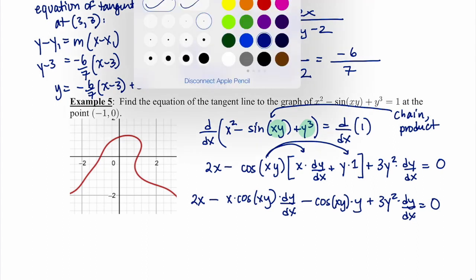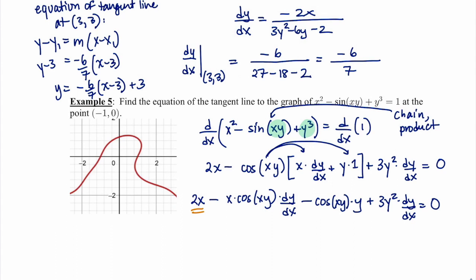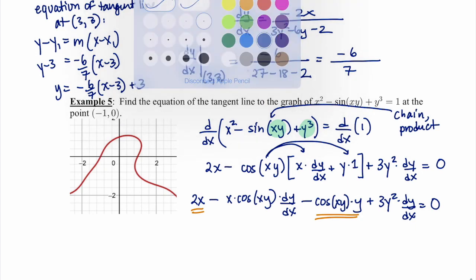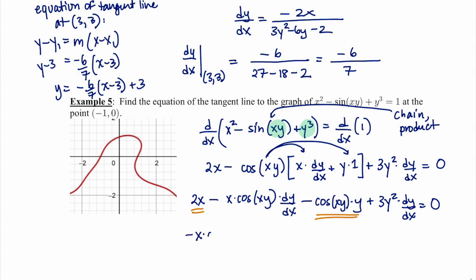So now I can see that this 2x does not involve dy dx, and this y times the cosine of xy does not involve dy dx, so those need to move to the other side. So on this side I'm going to keep negative x times cosine of xy times dy dx, and I'm going to keep 3y squared times dy dx. And on the other side, I'm going to subtract 2x, and I'm going to add y times the cosine of xy.